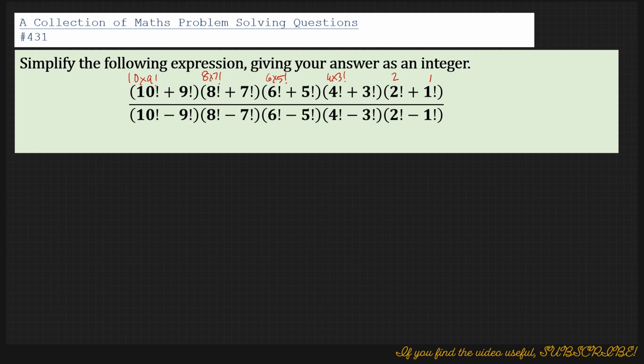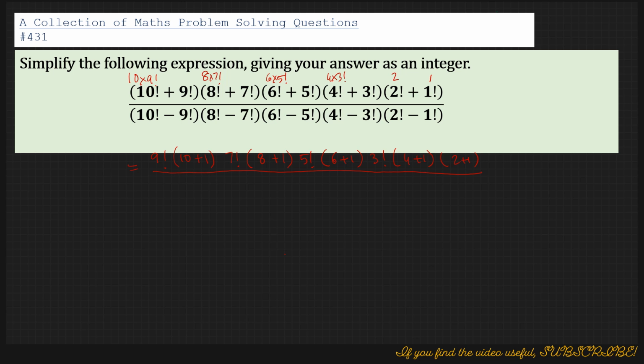So we can write this as, if you take factorial 9 outside the bracket, you would get 10 plus 1, and then multiplied by factorial 7 outside the bracket, and inside you would get 8 plus 1, then factorial 5 outside the bracket, and then multiplied by 6 plus 1, and then factorial 3 outside the bracket, 4 plus 1, and multiplied by 2 plus 1. So that's our numerator.